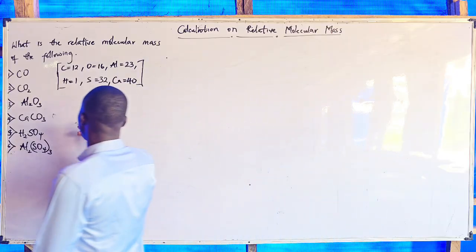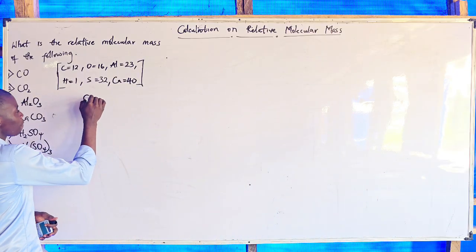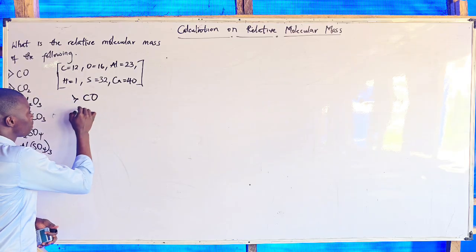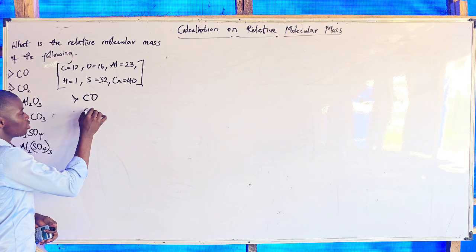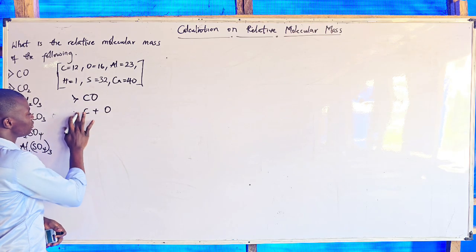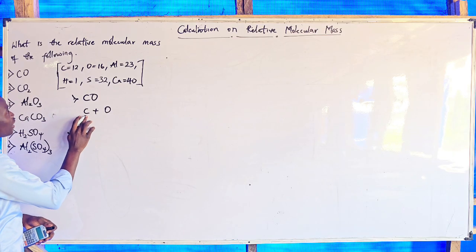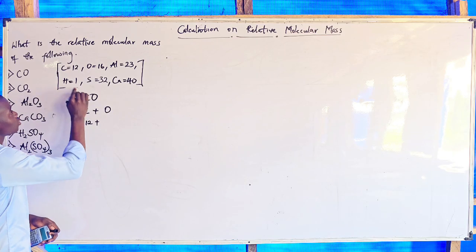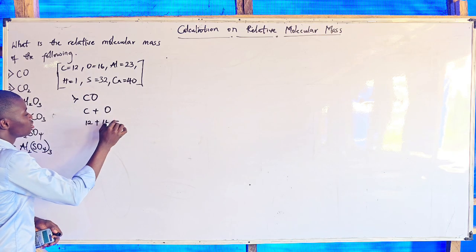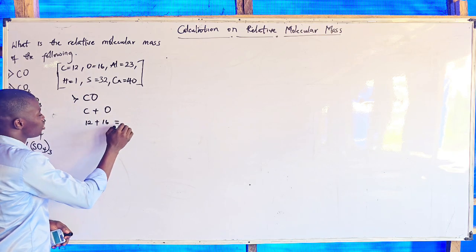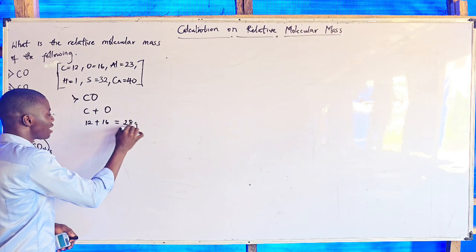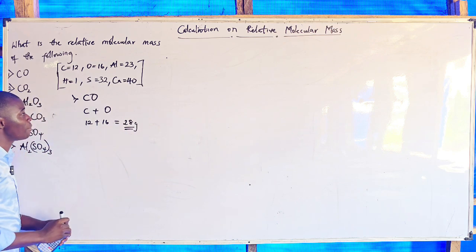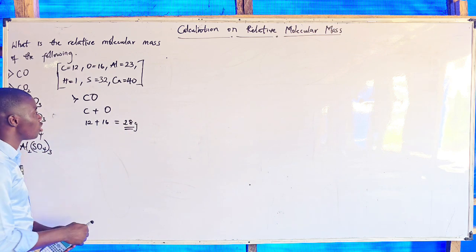Let's say the first one we have there is CO. That's to say carbon plus oxygen. Then what is the molar mass of carbon? It is 12. So you write 12 plus oxygen, which is 16. So 12 plus 16 is going to give us 28 grams. So that is the relative molecular mass of carbon II oxide.